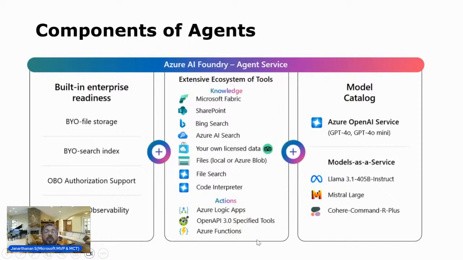The second one we call the action tools. With respect to the action tools, you can use code interpreter, or you can use Azure Logic Apps, or you can use Azure Functions or custom functions as your action tools. And also we have an extensive model catalog, almost 1920 models are available. You will be able to deploy any type of Azure OpenAI model or any other models also. So this is with respect to the components of your agent section.